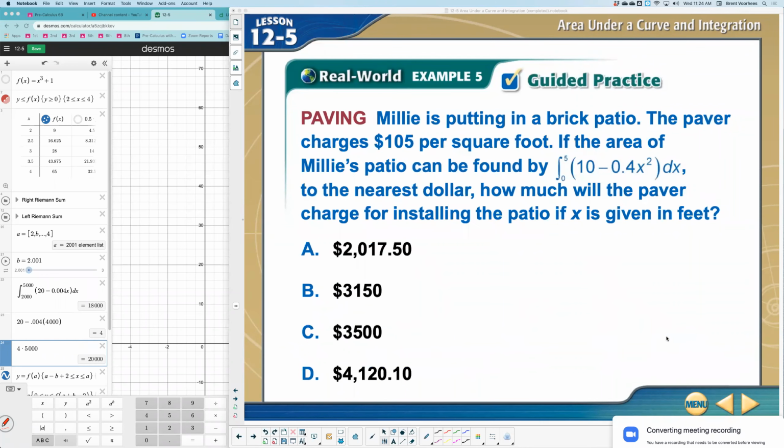Now here is one for you to try. Pause the video if you need more time. And it should be really simple if you just use your calculator tool to find that integral.